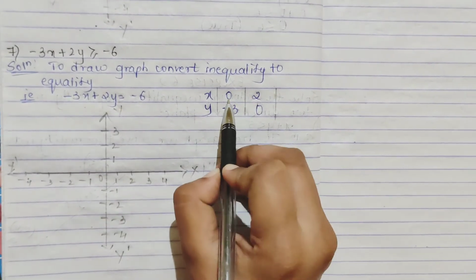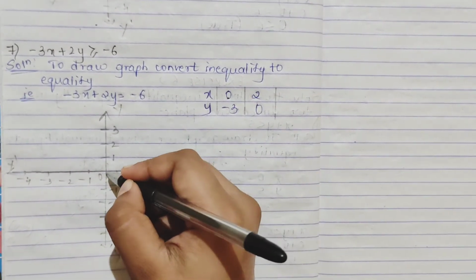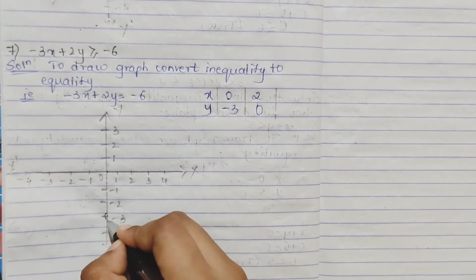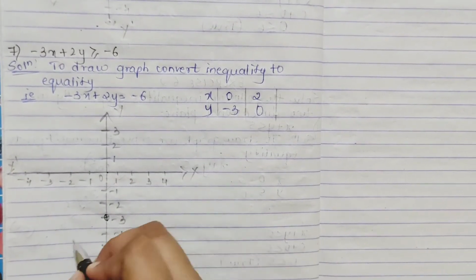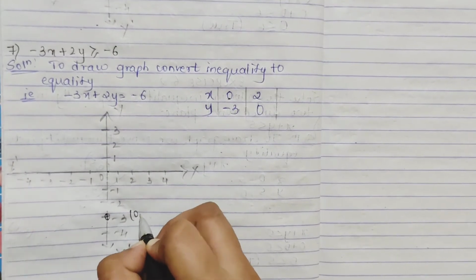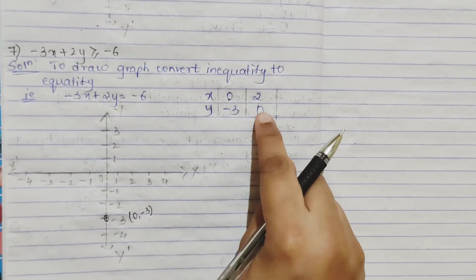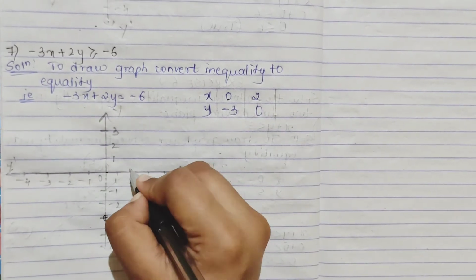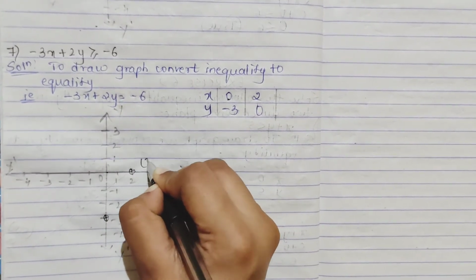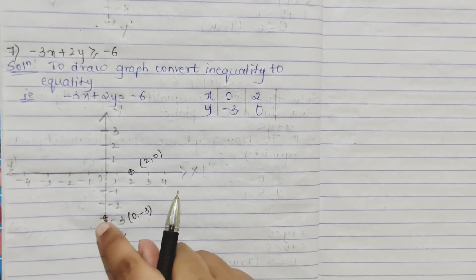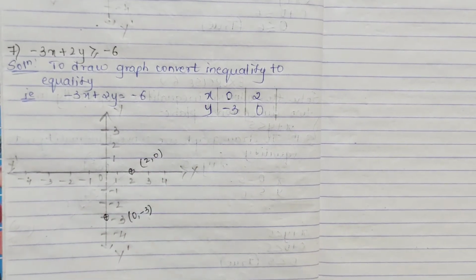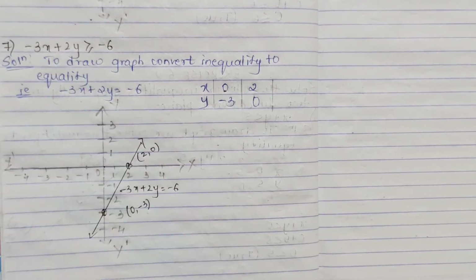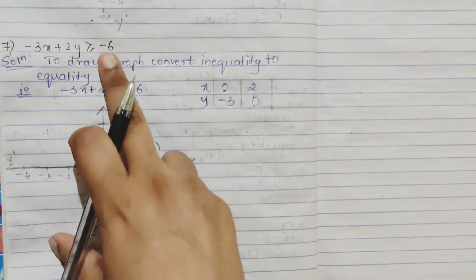When x is 0, y is minus 3, so the point will be here. You can write here, when x is 0, y is minus 3. Second, x is 2 when y is 0, so it comes here. Like this, you will get the line, just draw it. So my line will be what? Solid, obviously. Why? Because it has the greater than or equal to sign.